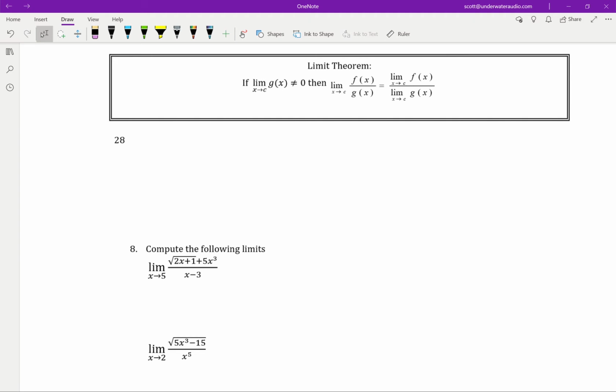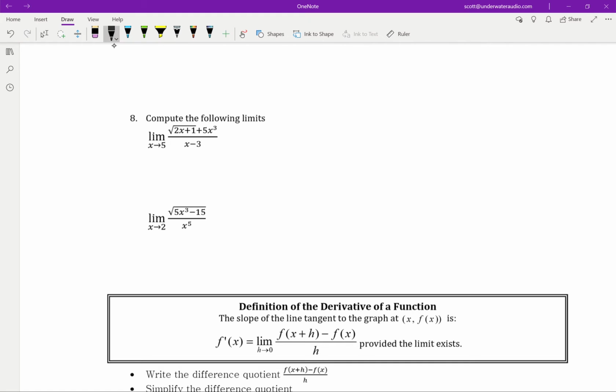Okay, this is section 1.4 and we're about to start problem number 8. So this limit at the top of the page: if the limit as x goes to c of g of x doesn't equal 0, then the limit as x goes to c of f of x over g of x equals the limit as x goes to c of f of x divided by the limit as x goes to c of g of x. So basically, as long as you're not dividing by 0, the limit of a fraction is the fraction of the limits. So let's try to put this into practice.